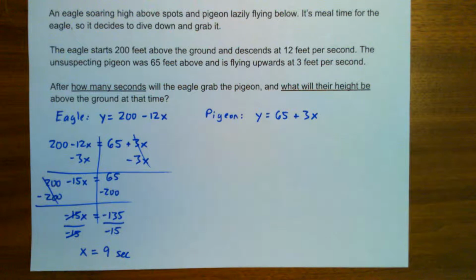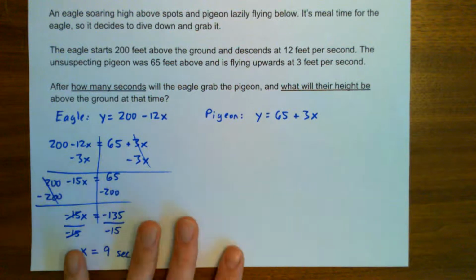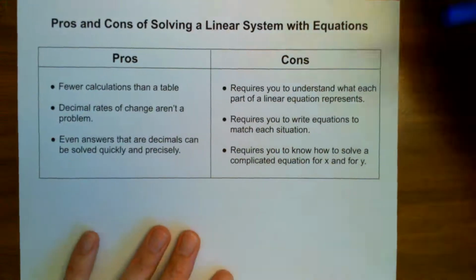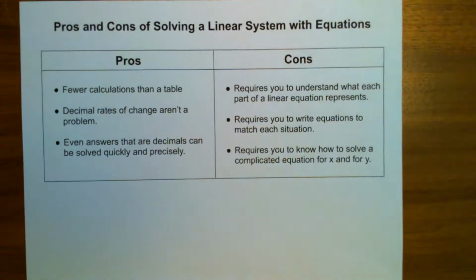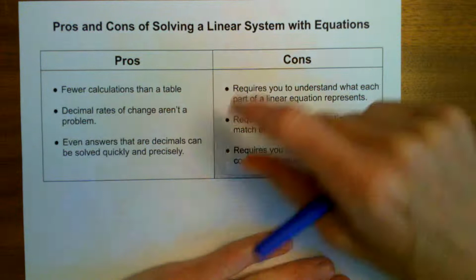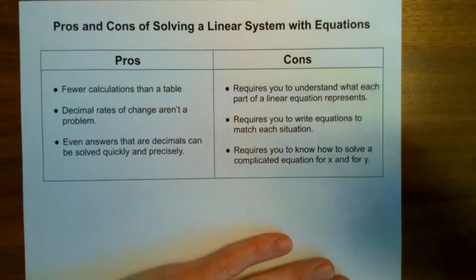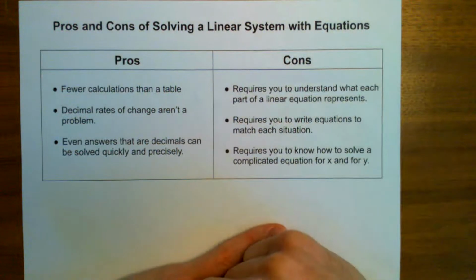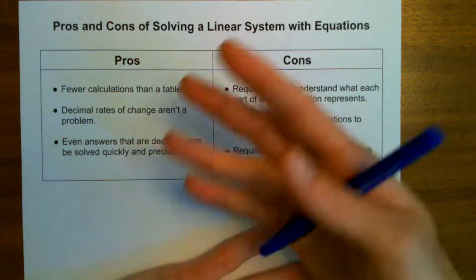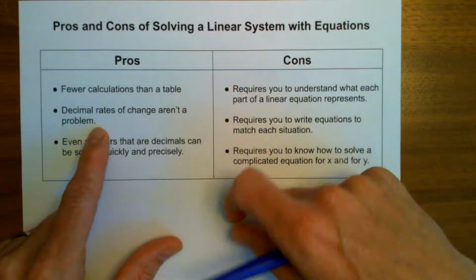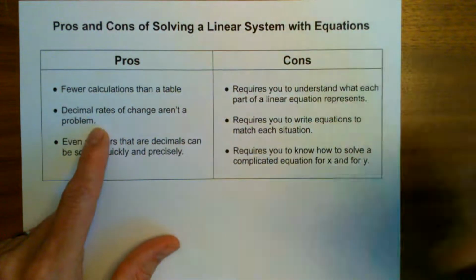So I recorded an earlier video where we did this with a data table, and we talked about the pros and cons of using that method to solve this linear system. Let's briefly look at the pros and cons here. Pros: fewer calculations. I didn't have to keep adding and subtracting over and over. I had some calculations in the equations to deal with, but I didn't have to do 50 additions or 50 subtractions. Another pro: if there were decimals in this problem, it wouldn't be a problem.